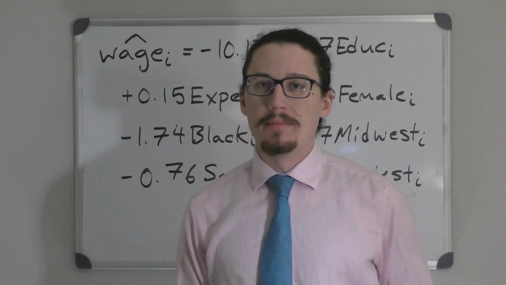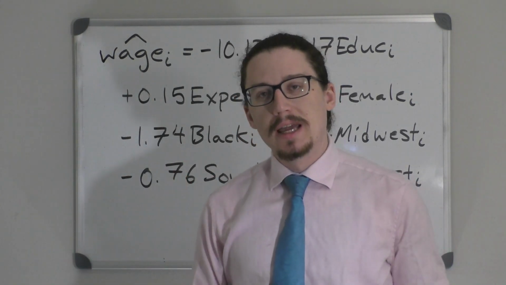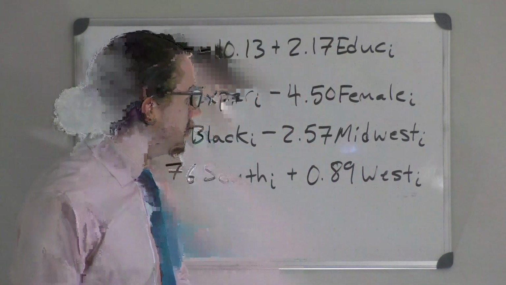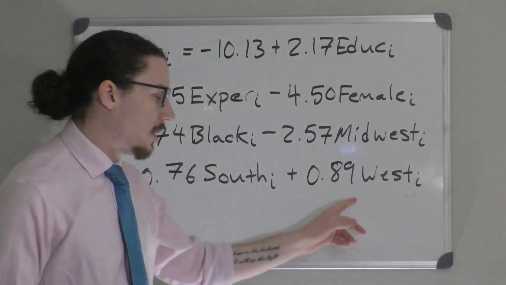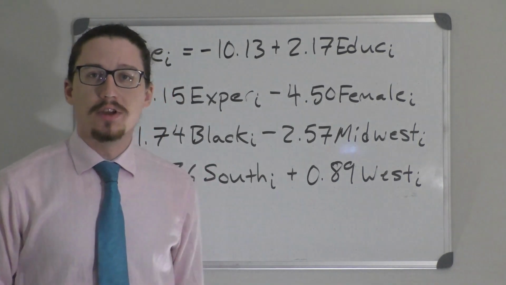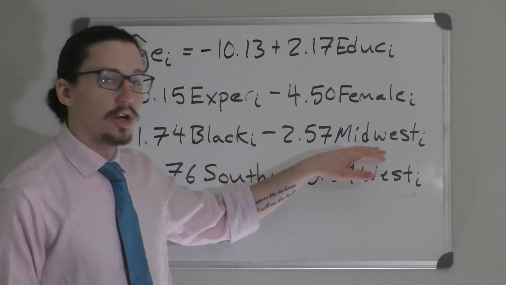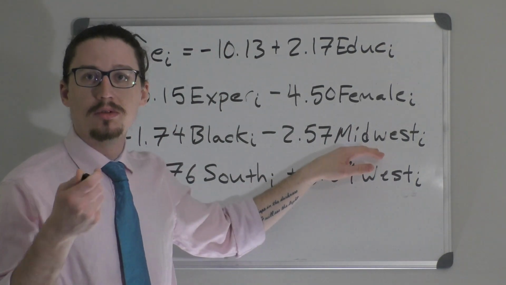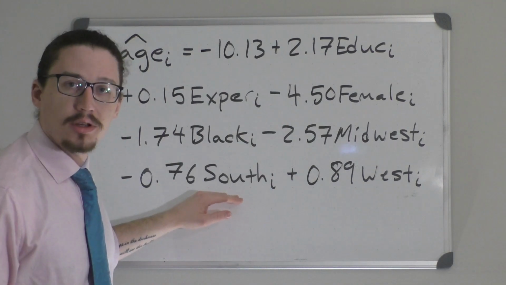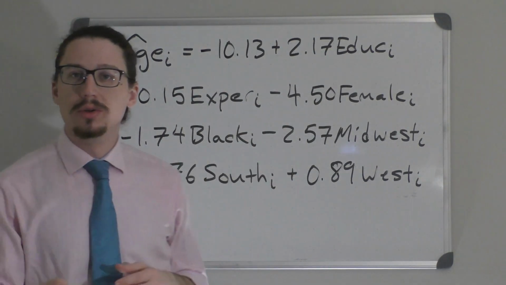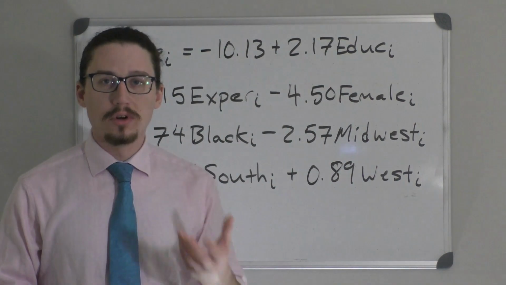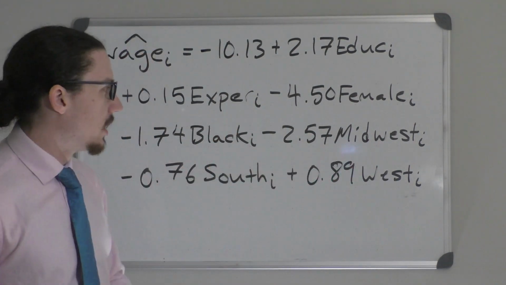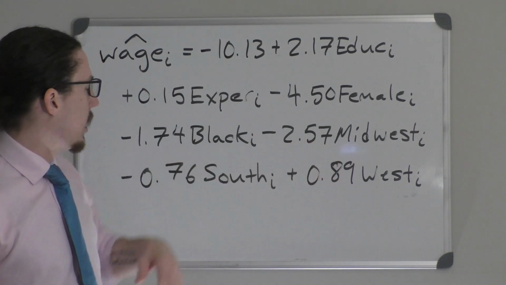So again, these are going to be interpreted essentially the same as our previous two dummy variables. One distinction though is that we will be using the same reference group for all three of these regional variables. So when we interpret Midwest, we're going to reference our base level variable, Northeast. When we interpret South, we're going to use our base level group, which is Northeast.